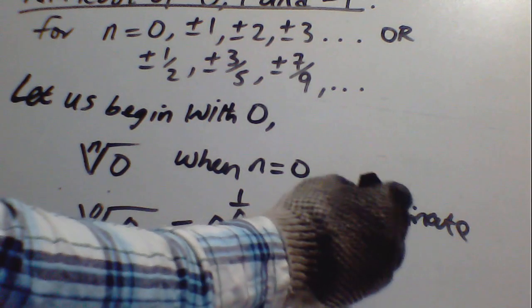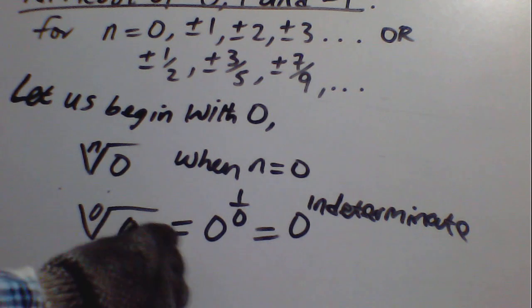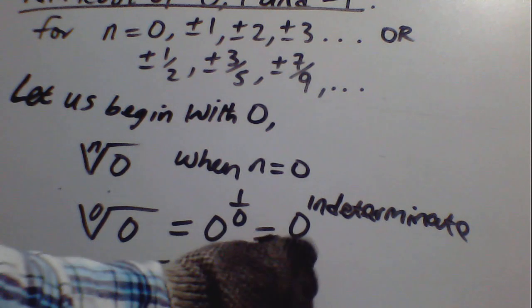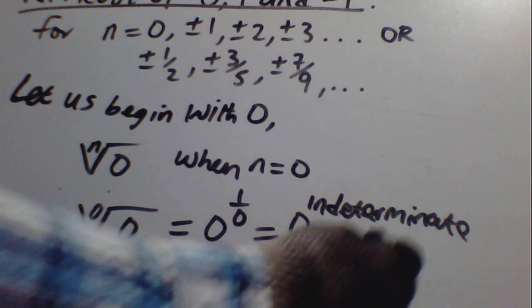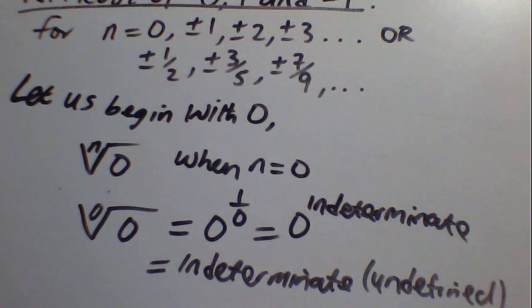You can still confirm this with your calculator. 0 to the power of indeterminate, what do you have? It is indeterminate or undefined. So 0 to the power of indeterminate is also indeterminate, or undefined. So that is what you will have. This is the first thing about the nth root of 0 when n is equal to 0.